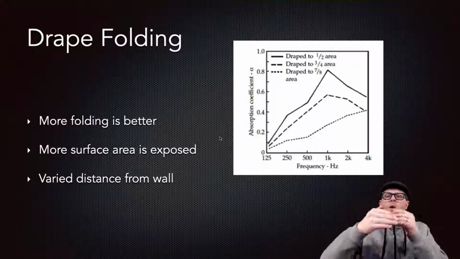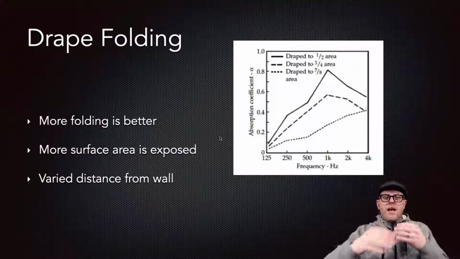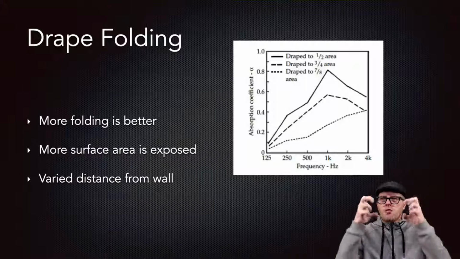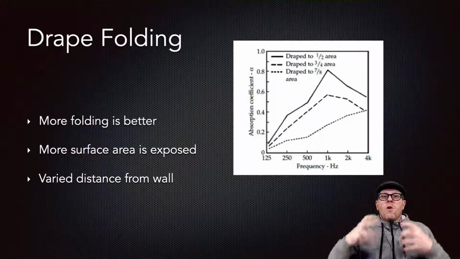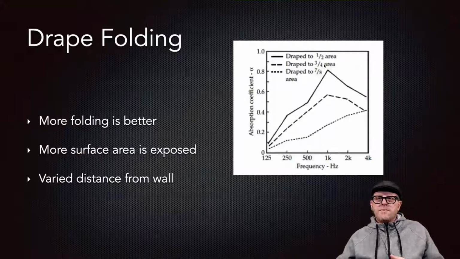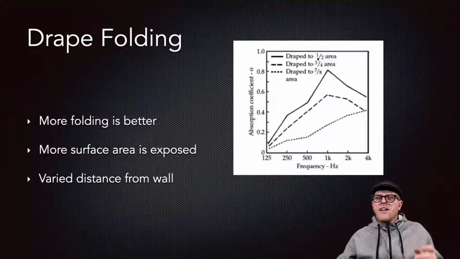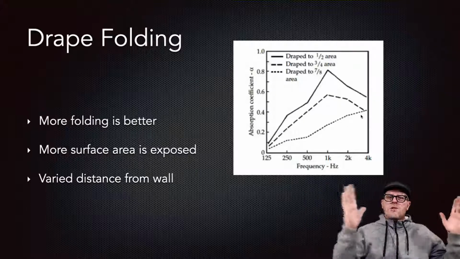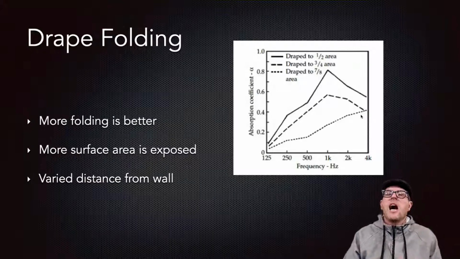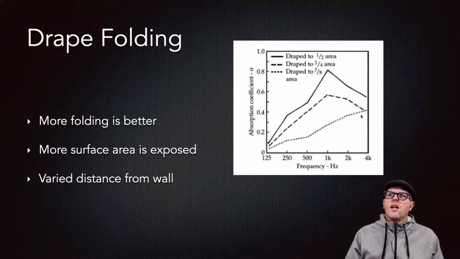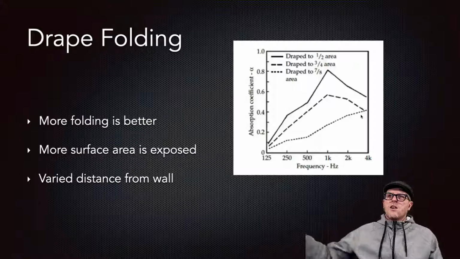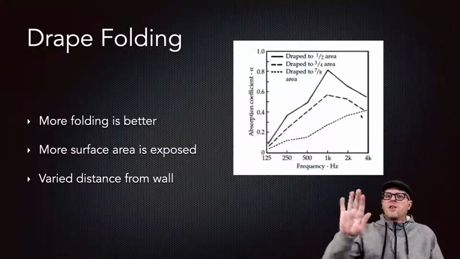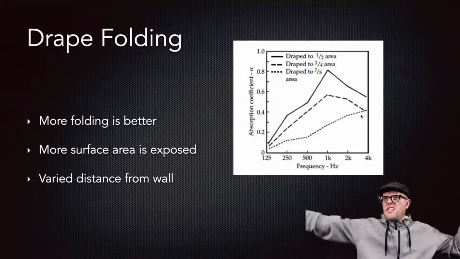So it's going to absorb a wider frequency band, and also there's more surface area exposed for those little microfibers to create more friction right there. So draped to half the area is really good, right? And then as we go down to 3/4 and down to 7/8 area, we can see that as the curtains get squished up, they get a lot better. So even with the curtains all the way drawn, they need to be loose. We don't want to draw the curtains so they're tight.